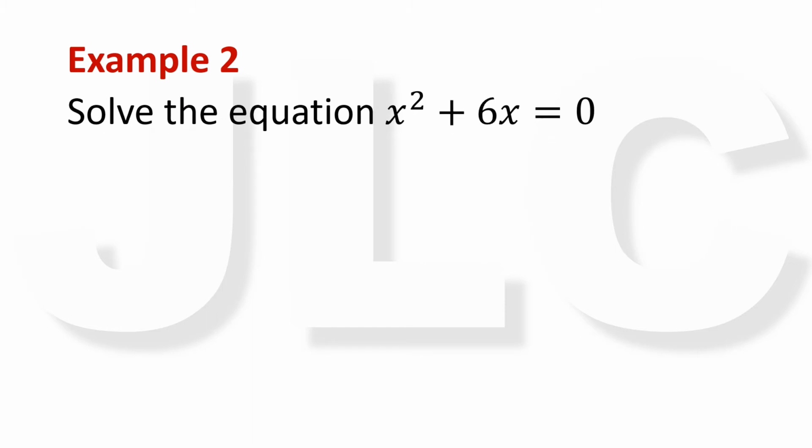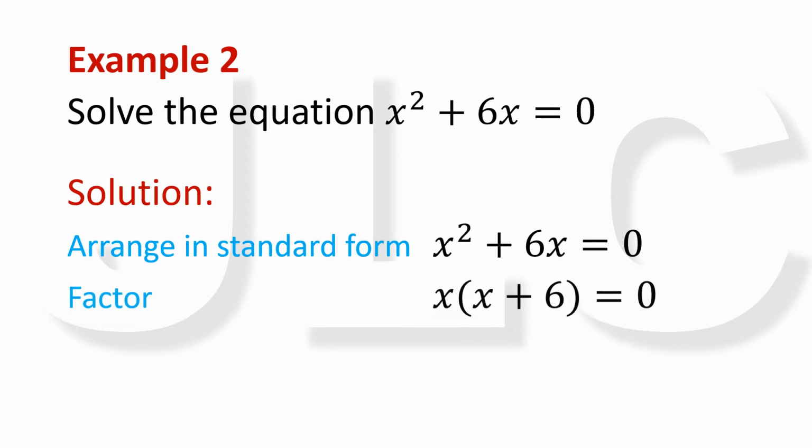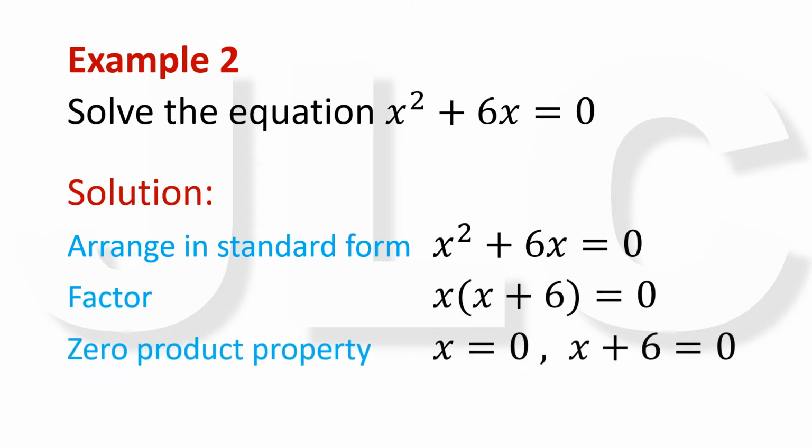Example 2. Solve the equation x squared plus 6x equals 0. This equation is already in standard form. The only difference is the coefficient c is 0. This is factorable into x times x plus 6 equals 0. Using the zero product property, x equals 0 or x plus 6 equals 0. And the answer is x equals 0 or x equals negative 6.